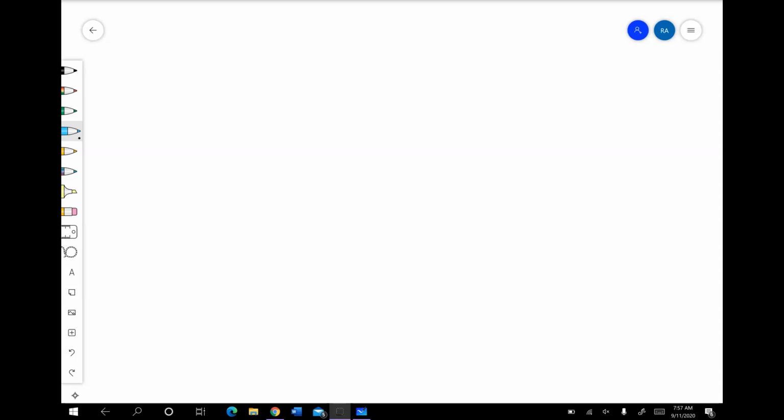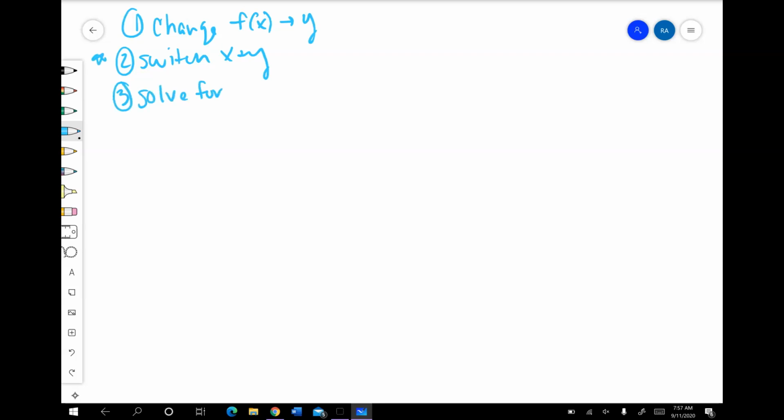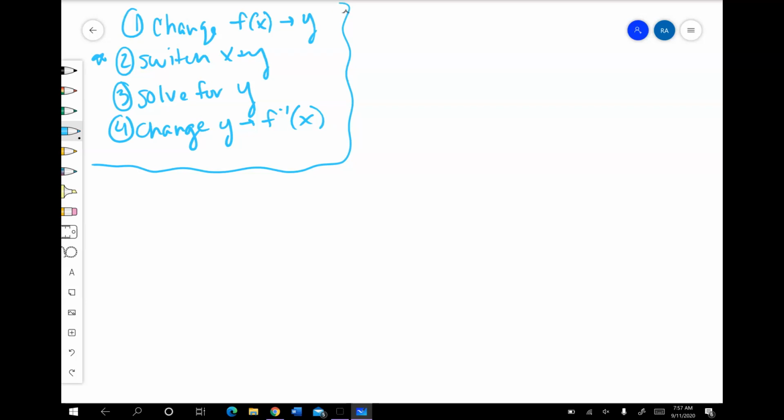So we have our steps. The first thing you do is change f of x to y, okay? Then you switch x and y. Okay, that's a very important step. And then you're going to solve for y, which is what you did in Math 1, solving for x. So we're just solving for y. And then step 4, change y to f inverse of x. Those are our steps today. Four steps. The only one that's going to take you a minute is number 3. The other ones are 2 seconds.